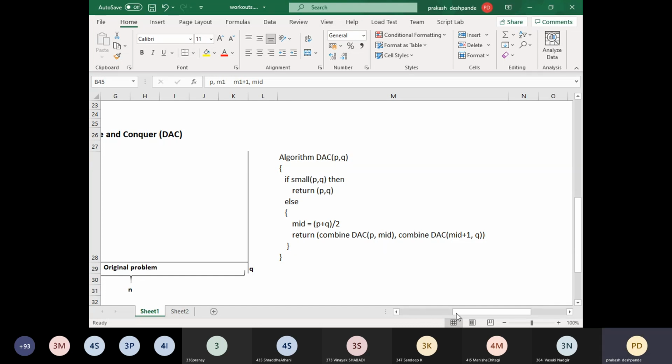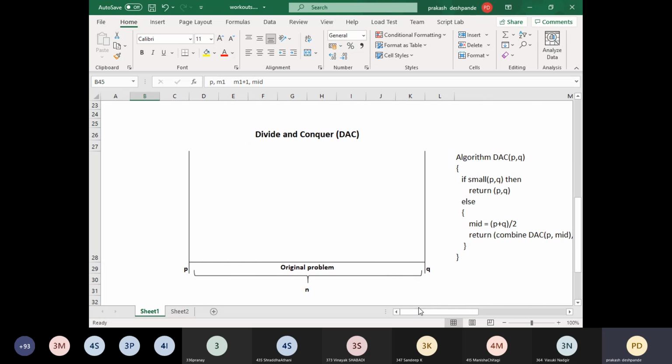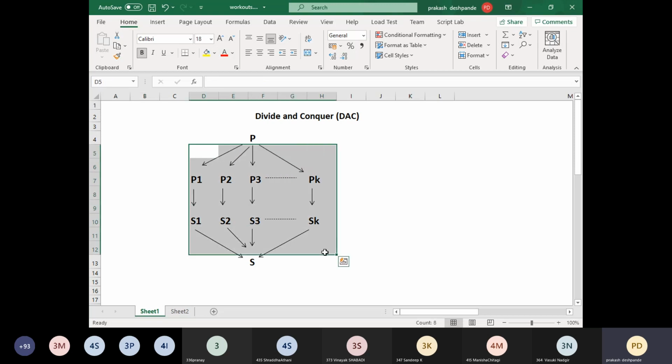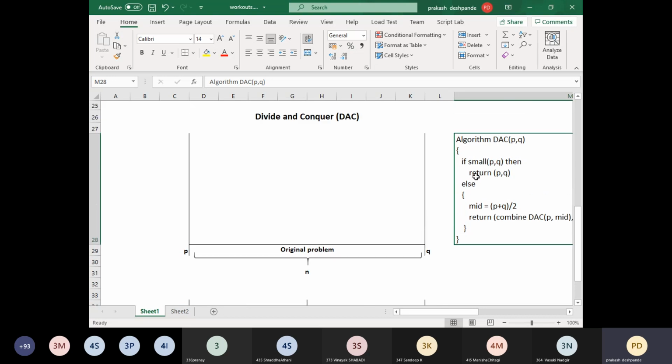For the point of examination, you may get a question on the general method. In the general method, you need to draw this particular diagram and briefly tell what it is. Then this algorithm is important, and the drawing which I have specified here is important, and then the explanation of how this divide and conquer works.